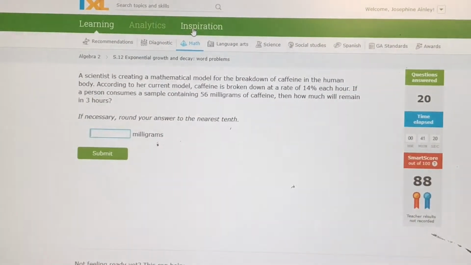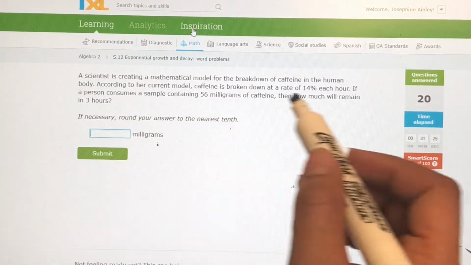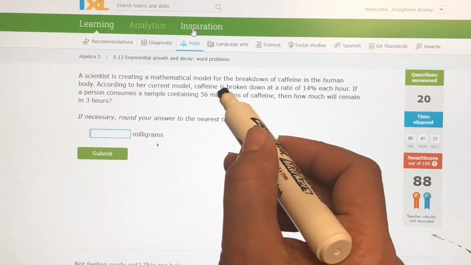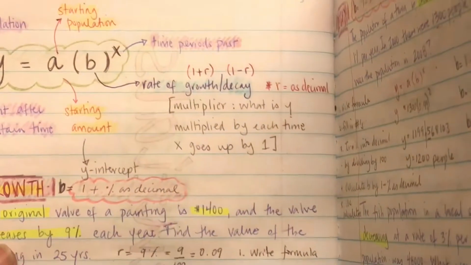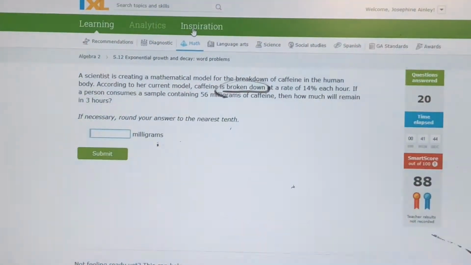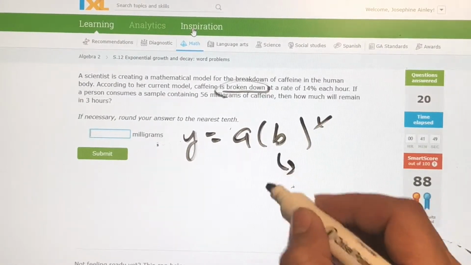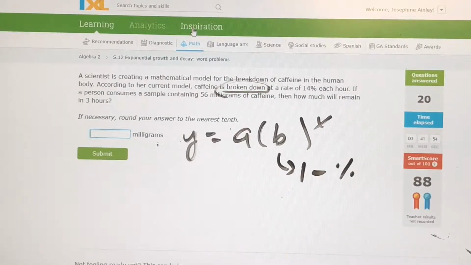All right, we'll take a look at one more. Let me see if I can find the word, either half-life, increasing, decreasing, anything like that. According to current caffeine is broken down. So if something is broken down, is that increasing or decreasing? That's decreasing. So again, you look at your general formula. And then you're decreasing. So y equals a, b to the x, and you're decreasing. Remember, increasing is 1 plus, but decreasing is 1 minus as a percent. Now let's fill in our information.